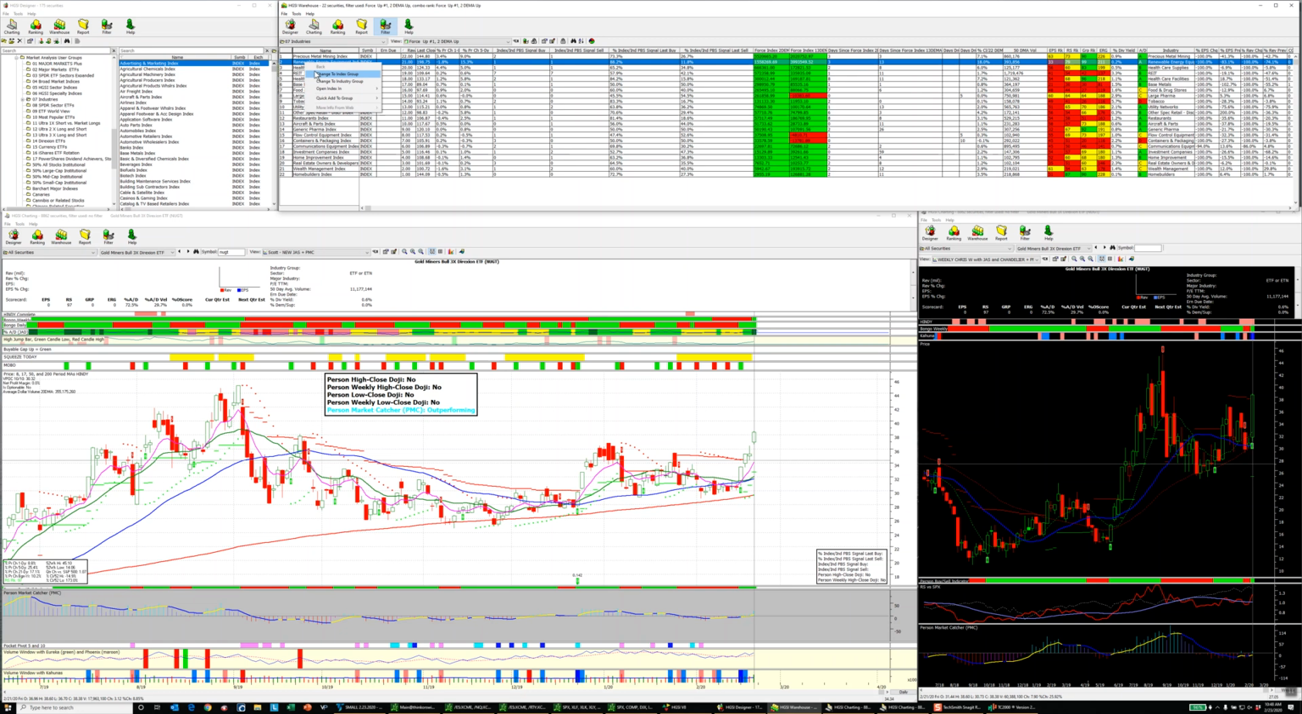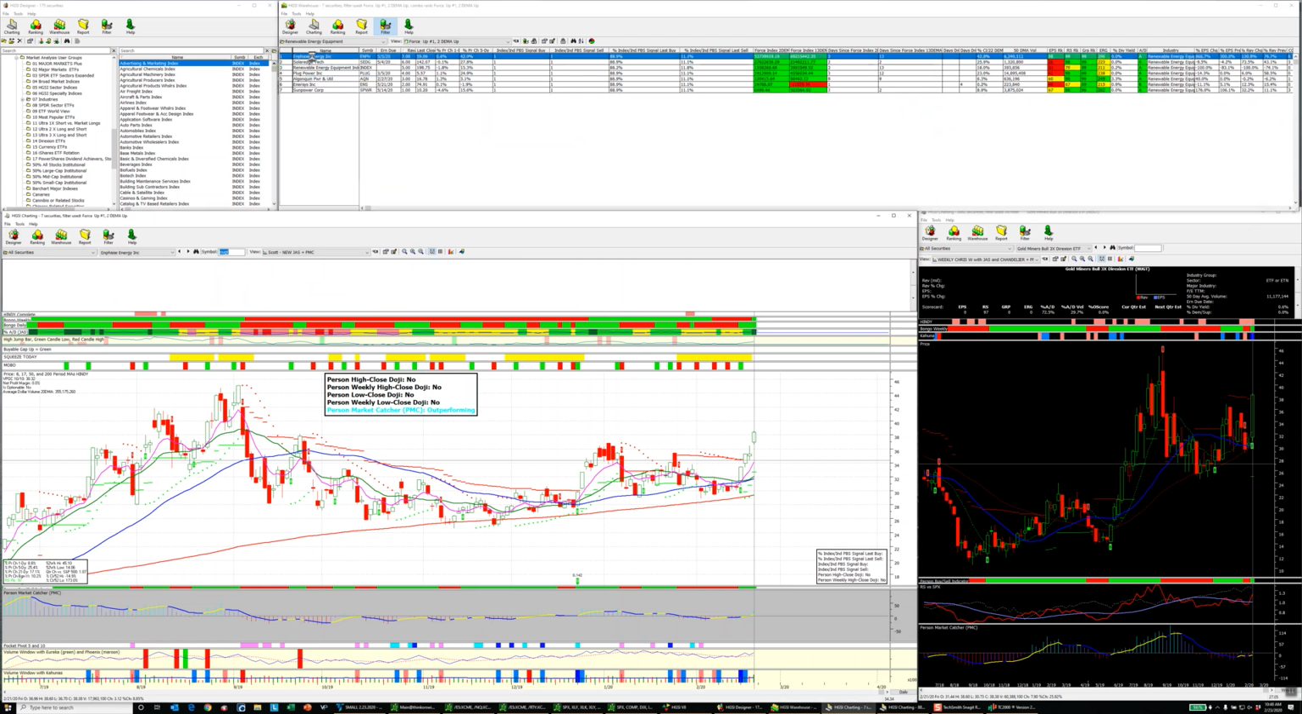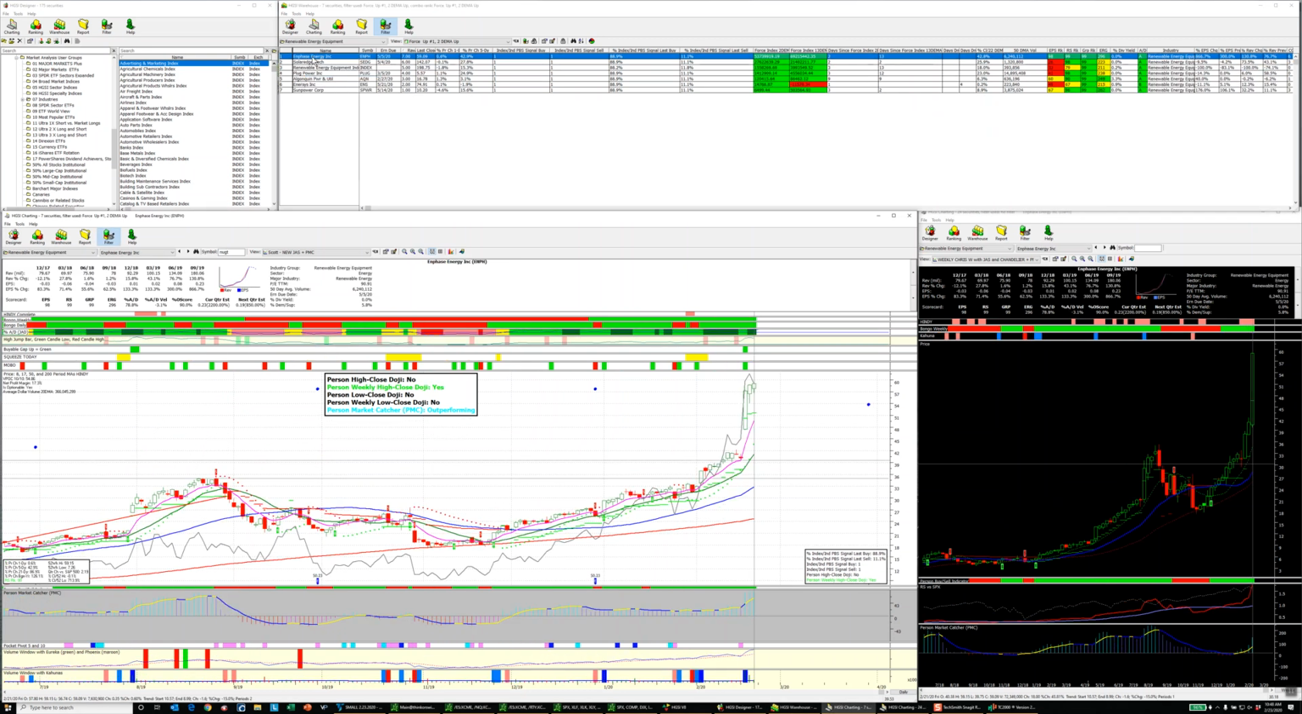Renewable energy, gosh, I want to kill myself for not being in Enphase. Enphase had blowout earnings. I don't know why I'm not in this. It's got all the things that I like about a stock. Here you had some improvement in the PMC, a Person buy signal, Kahunas, squeeze. I've been in it in the past. I wish I was in it now.